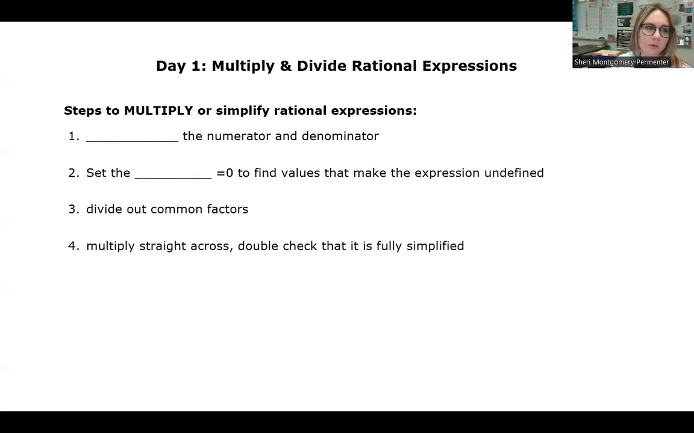Step one will be to factor. We have to factor the numerator and the denominator. The numerator is the top and the denominator is the bottom.